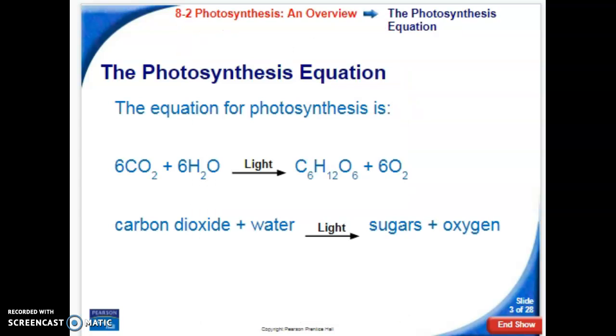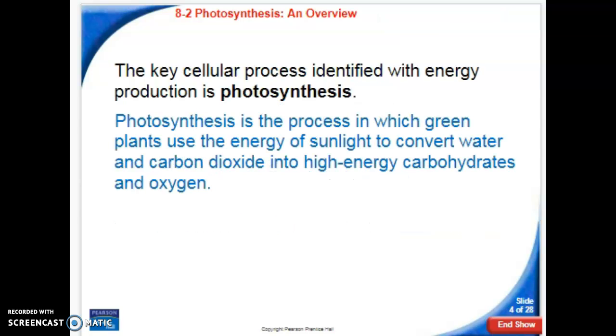And the equation for that is that plants are going to take in carbon dioxide, so CO2, and they also take in water. Now, with the use of light energy, they are able to produce sugars, which are the C6H12O6 that we consume, and the oxygen that we breathe in daily. The definition for this is that photosynthesis is just the process in which green plants are going to use energy from the sun, and they convert water and carbon dioxide into these high-energy carbohydrates, or sugars, and oxygen.